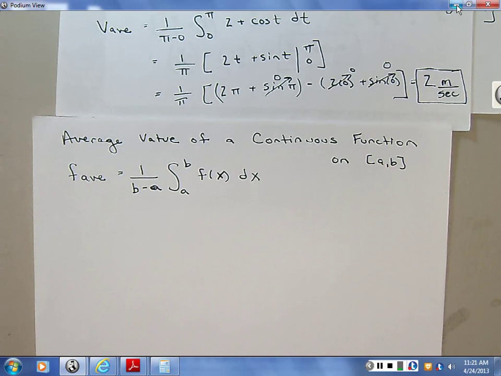A lot of times when they sell sports cars, they go 0 to 60 in some number of seconds. That's an acceleration feature, right? I can go 0 to 60 in 3.2 seconds. That's an average acceleration.